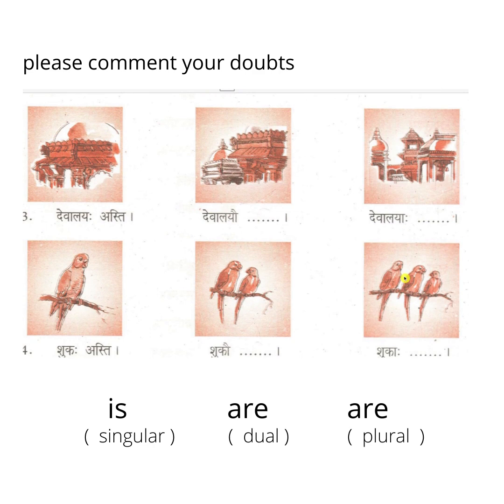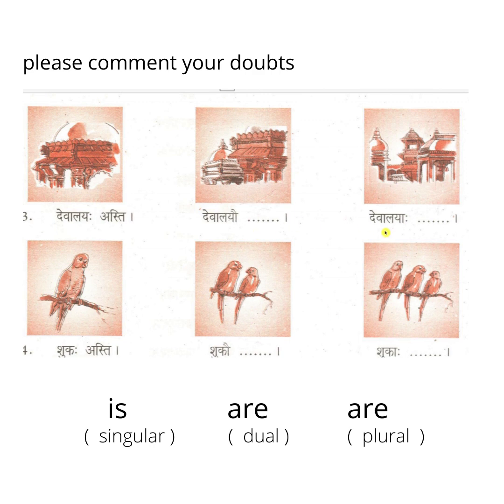Devalayaha asti, there is a temple. If you say the same sentence in dvivachan, it is called Devalayau staha. Devalayau staha, there are two temples. And in bahuvachan, Devalayaha santi, there are lots of temples.